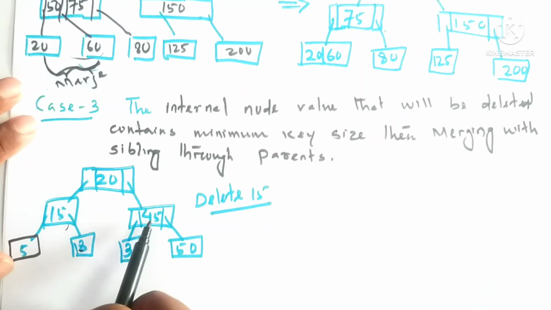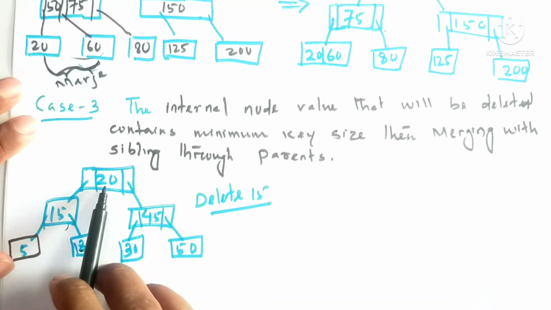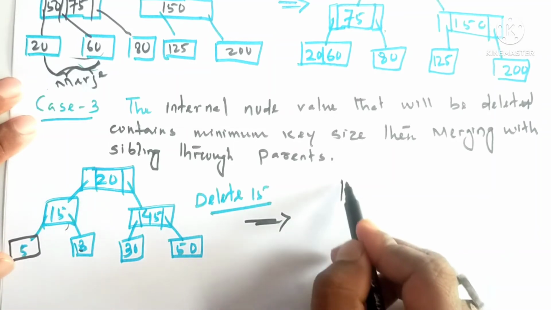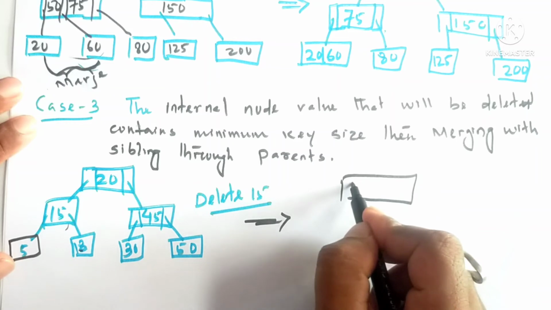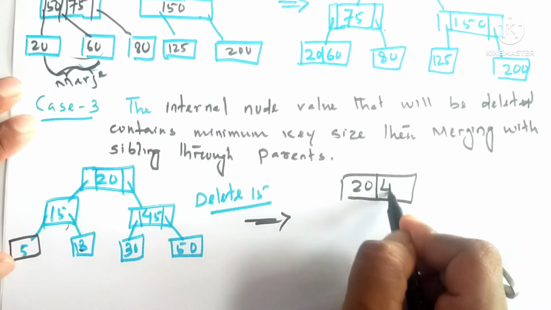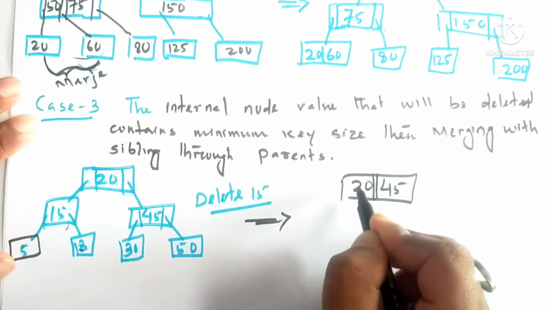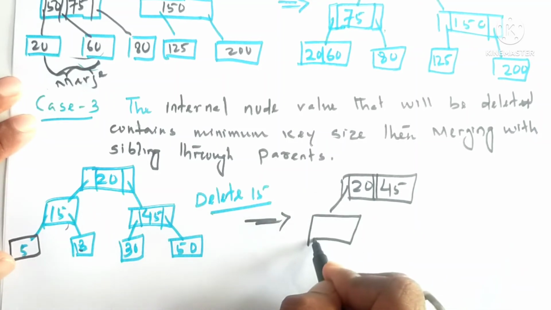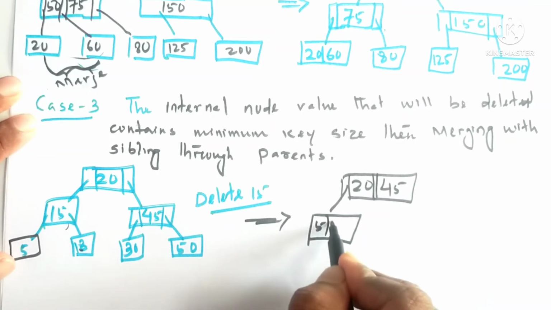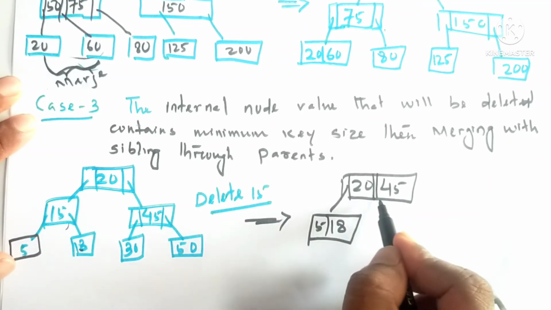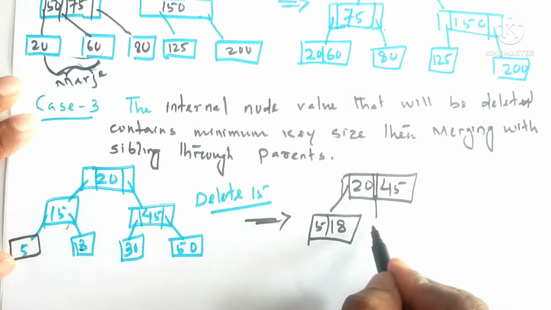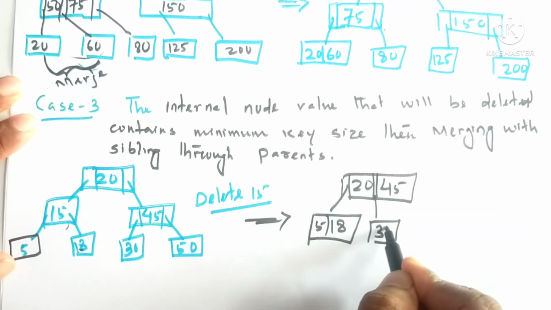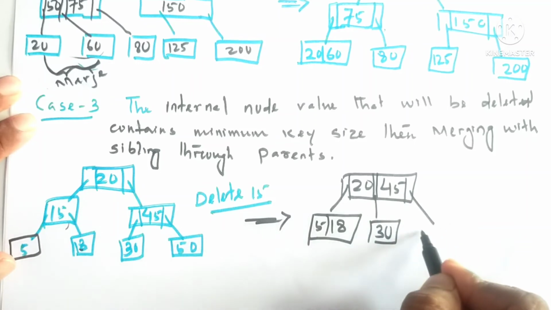So in that case I will merge with the sibling of 15. 15's sibling is 45, through the parent. The parent is 20. So what should I do here? I will merge 20, the parent value, with the sibling value 45. Then 20's left child will be the merged value 5 and 18, and 45's left value is 30, I just kept it as it is, and 45's right value is 50.